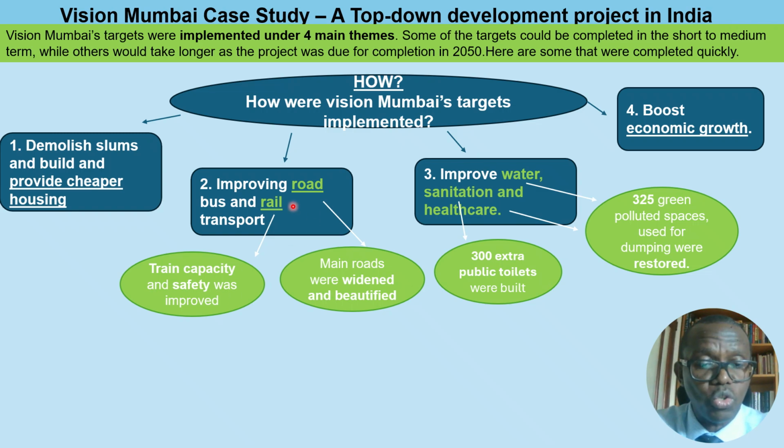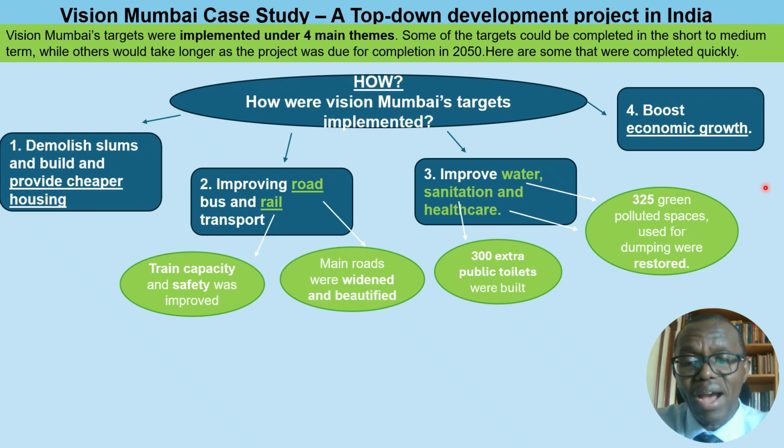So the first one that was completed quickly had to do with the trains, so rail transport, and the train capacity and safety was improved. That's a really good thing, because that would imply that the number of deaths taking place as a result of safety concerns would be reduced. Then we have roads. The roads were widened and beautified. So that may imply that there was a reduction in congestion on the roads and a reduction in pollution as a result.